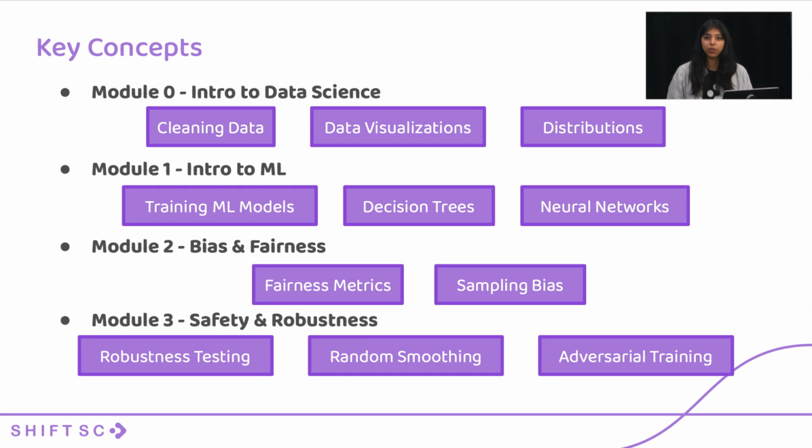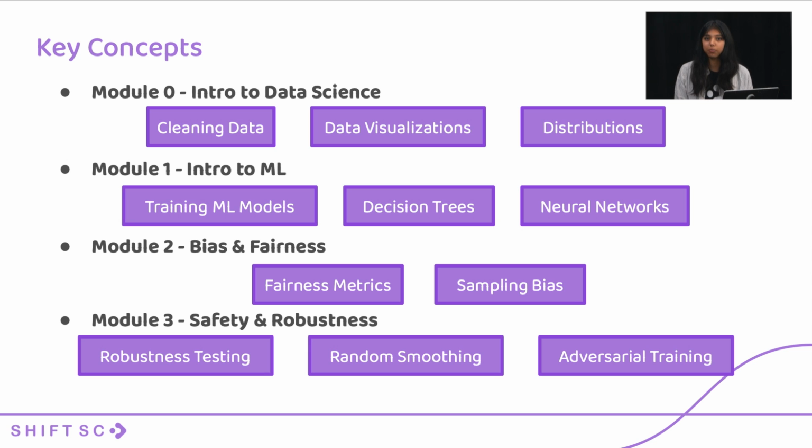So here's a review of what you guys have gone over in the past few lessons. Let's start with Module 0, Intro to Data Science. In this lesson, you learned about cleaning up data, how to make data visualizations, and then what a data distribution typically looks like. In Module 1, Intro to Machine Learning, you learned about the basics of training a machine learning model, as well as 2 different types of models that might be commonly used, decision trees and neural networks.